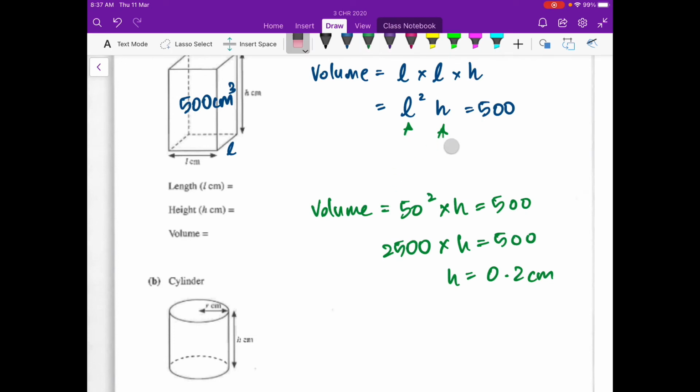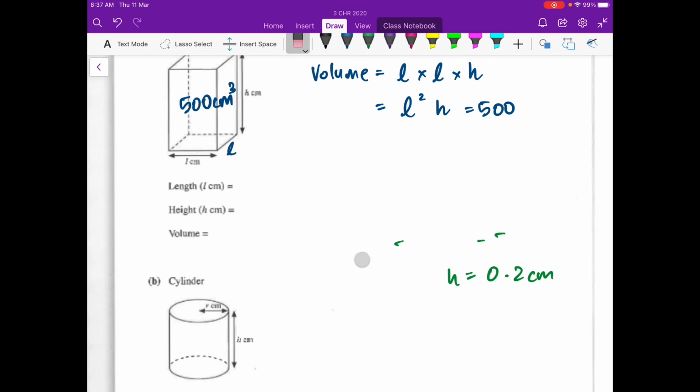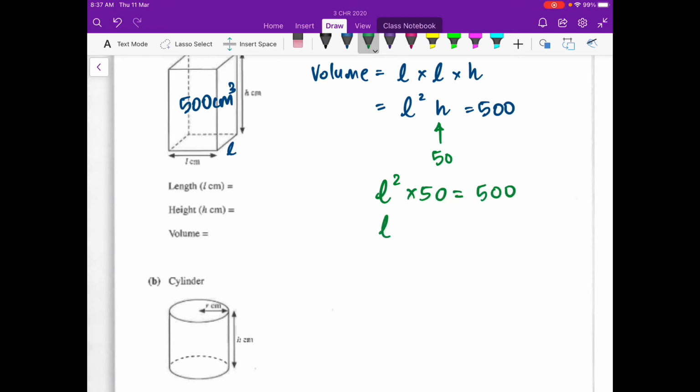What if we choose the height instead to be 50? So if Ziguan changes his mind, oh, I want the height to be 50 instead, then what is going to happen? L squared times 50 equals 500. Then L squared equals 10. L equals square root 10, which is 3.162, so 3.16 cm. Okay, so the square base will be 3 cm by 3 cm, and then the height is 50 cm. So that's the container. So many different answers will be possible.